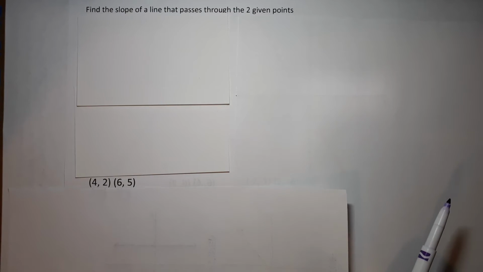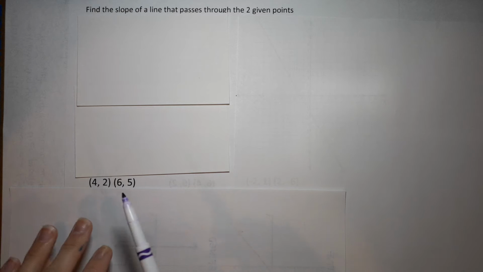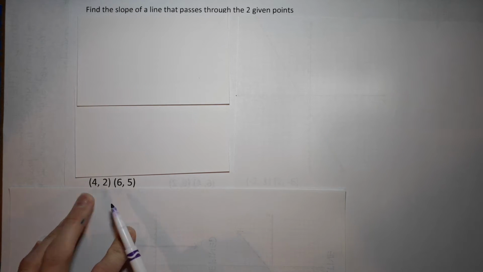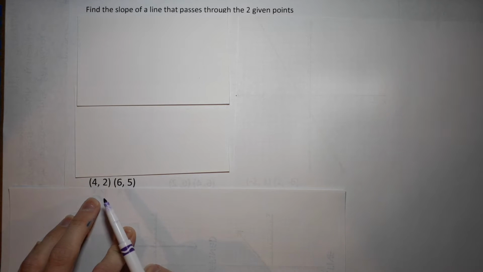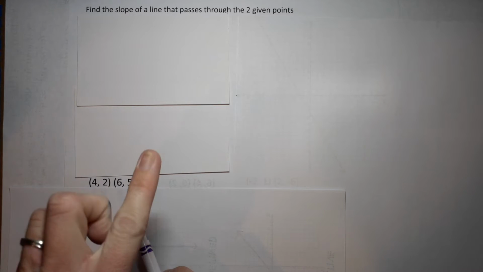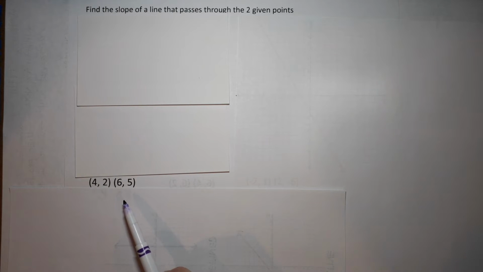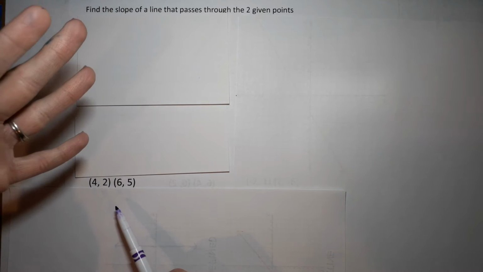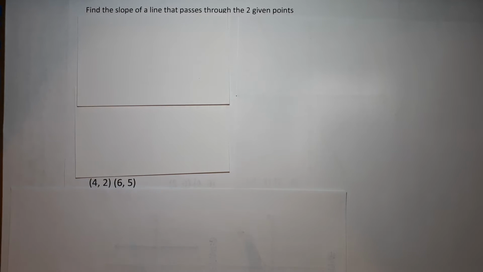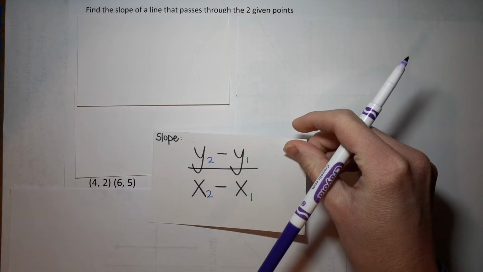So, they want us to find the slope through these 2 given points. These are ordered pairs, and we can graph these: (4, 2) and (6, 5). But they want to know the slope of them. There are 2 ways we can do this. We can graph it and count, or we can use the equation. All right, here is the equation.